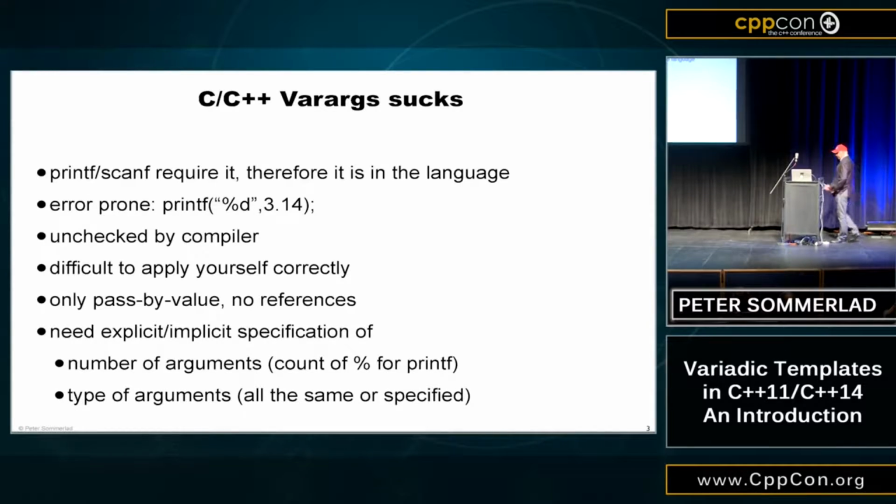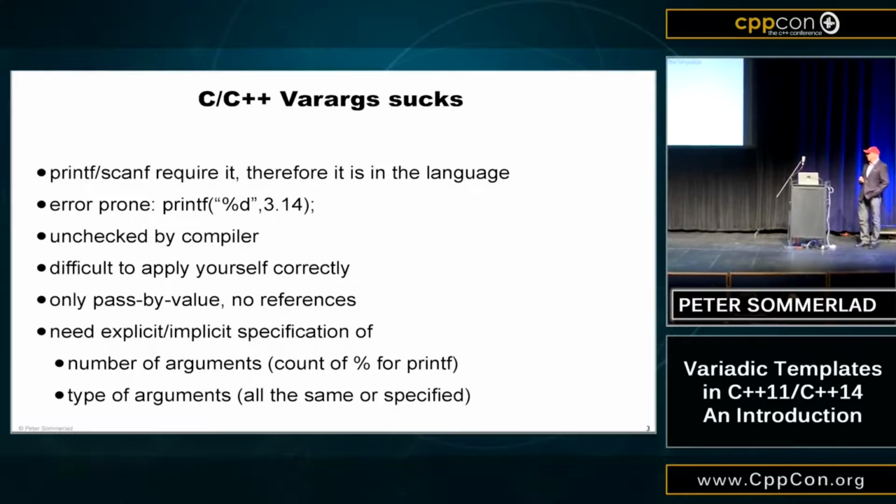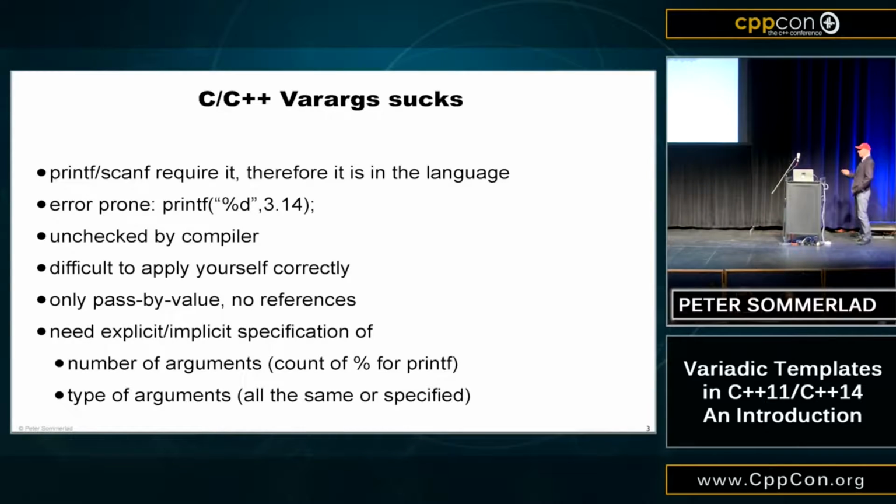And it's in the language because we still have the C legacy of printf and scanf. It's very error-prone. Just consider outputting an int, but giving it a double. It's unchecked by compilers. Well, there are tools that check the format strings of printf and scanf, but they're not commonly used, and some compilers will complain, others not. It's very difficult to implement it yourself correctly, and we only get passed by value.